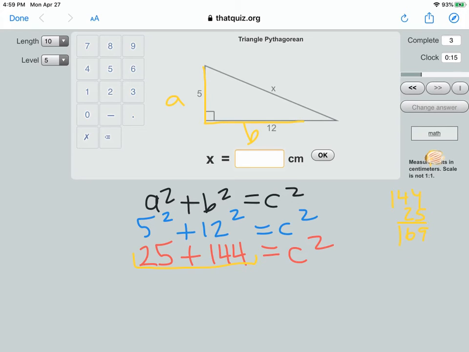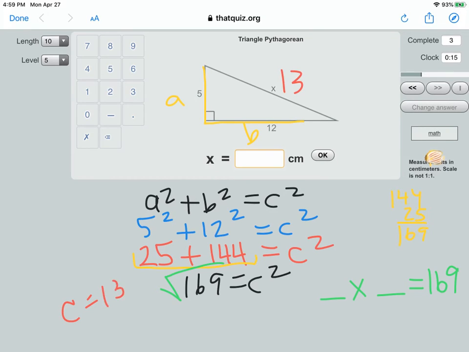That adds up to 169 for c squared. And then remember that last step, take the square root of that. What square root means what times what is 169? It has to be the same number. The square root of 169 is 13. So c equals 13. Okay, so there's a couple of practice examples. Remember that last step to take the square root.